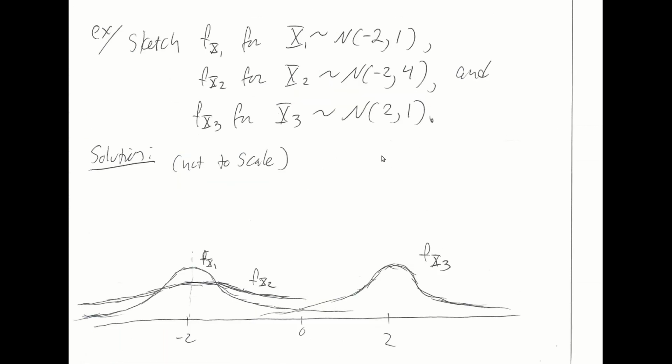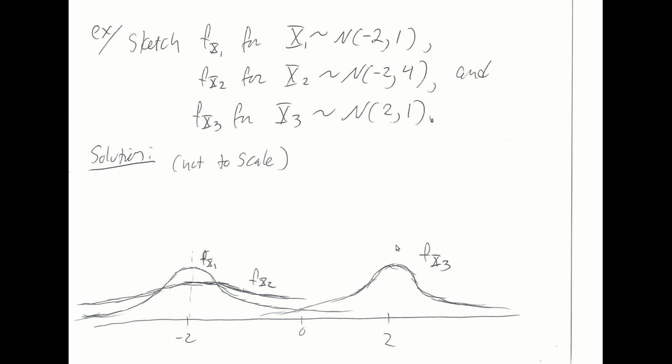So let's do an example here. Let's sketch some density functions for some different normal random variables. So sketch these three density functions for these three different normals. We've got a normal with mean at -2 and variance 1. We've got a normal with mean at -2 and variance of 4. And then we've got a normal with mean at 2 and variance of 1. So these first two share the same mean, whereas the first and the third share the same variance but have different means. So let's try to sketch these.